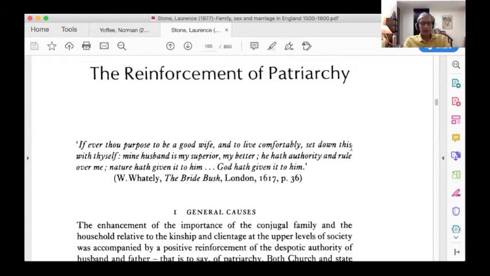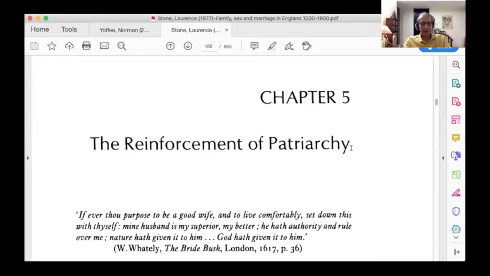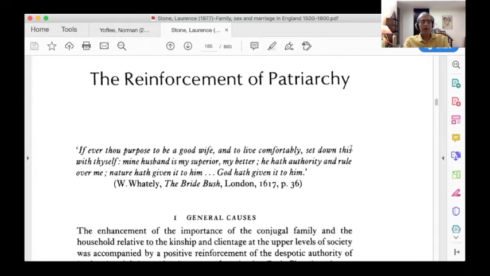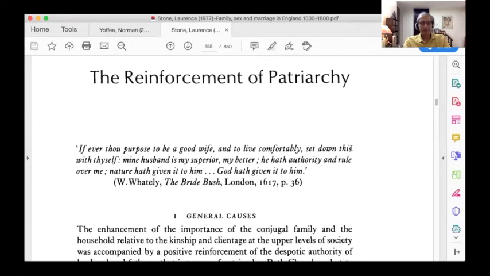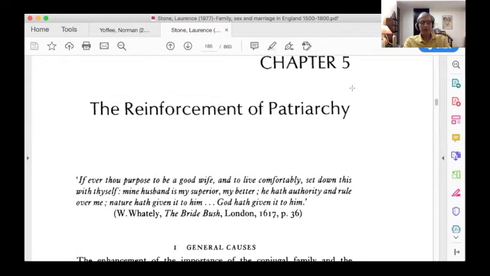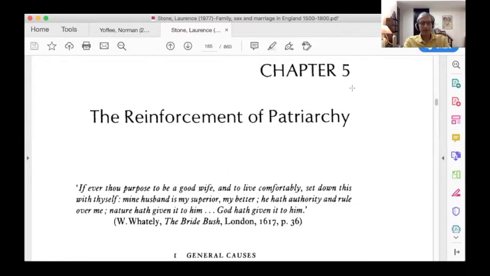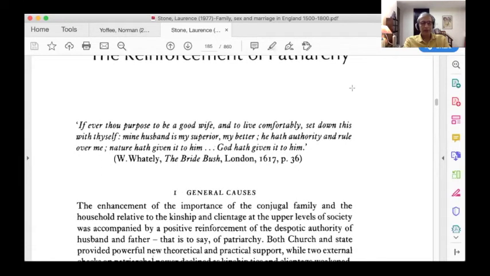The last part I want to emphasize is from his chapter 5, on the reinforcement of patriarchy. Right? So let's take a look at this epigraph.